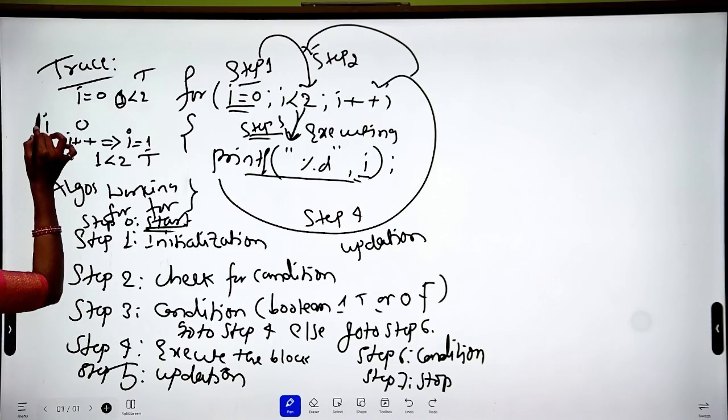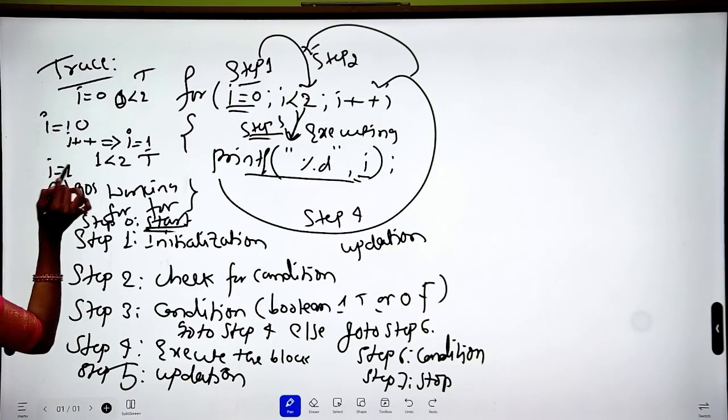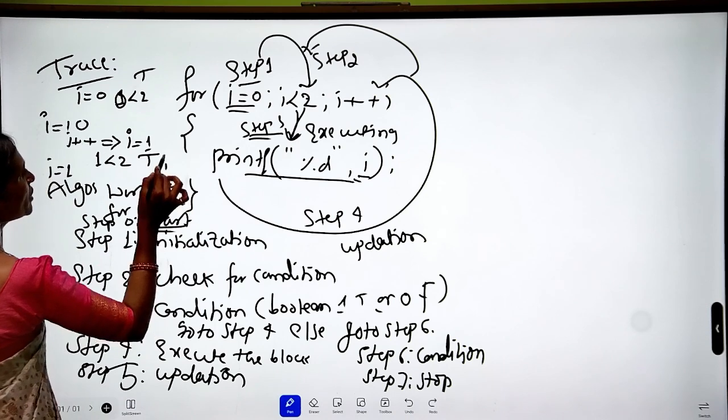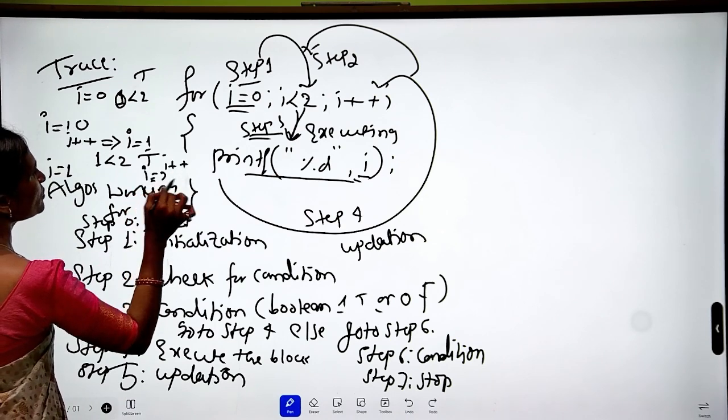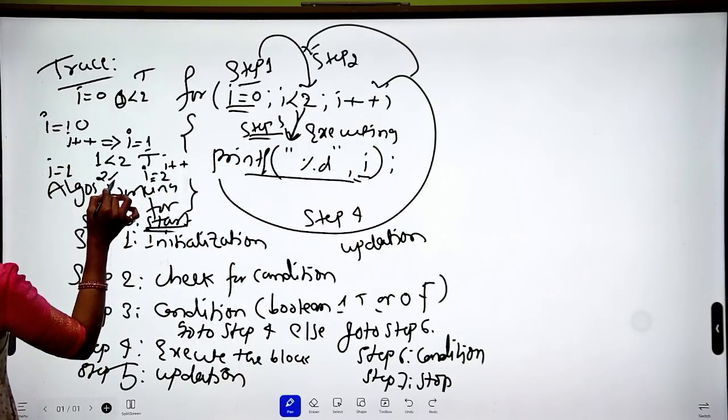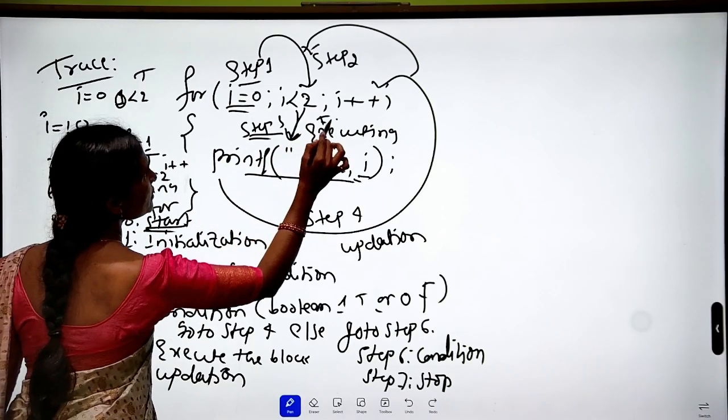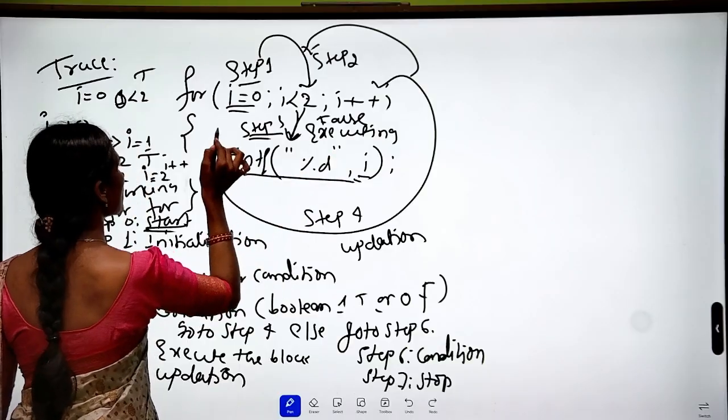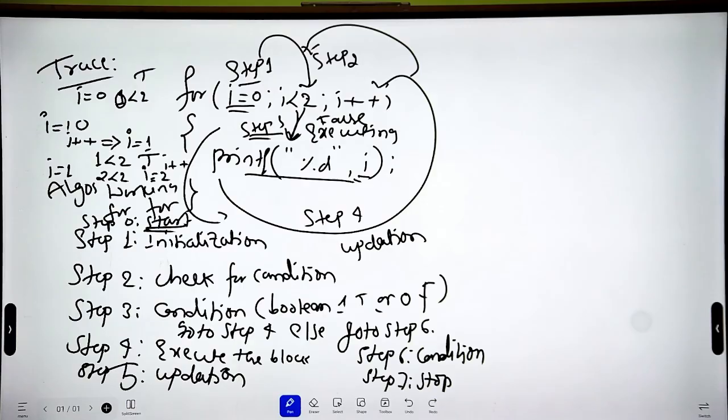What is the value of I? I is 0, then I became 1. Next again go for updation. I plus plus, I value becomes 2. But whether 2 is less than 2? No. Here it is false. False means it will come out of the for loop and it will execute the next statement.